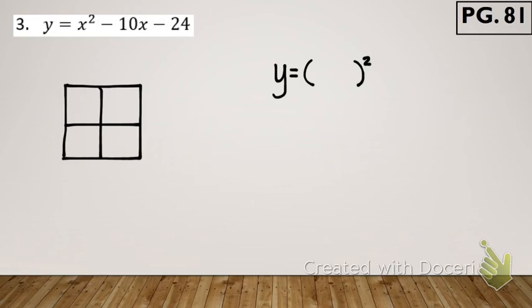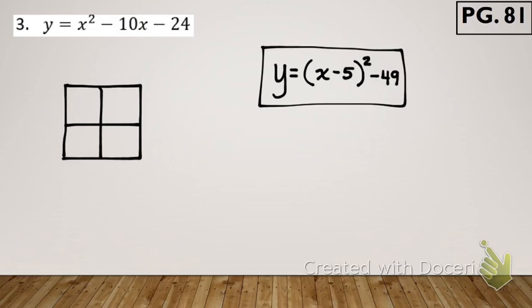What did you guys get? Those of you that are finished with this one, what did you get for your finished vertex form? Yep. X minus 5 squared. And then what's our k value on the end? Minus 49. Let's talk about how we get there.